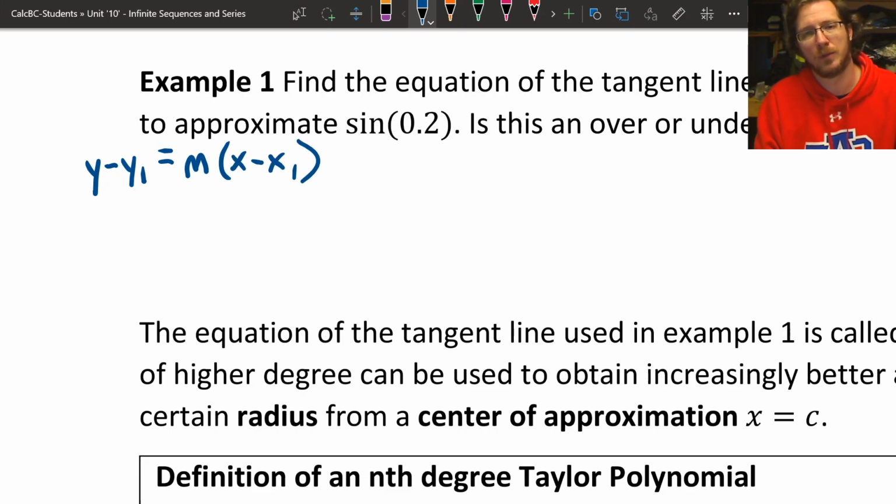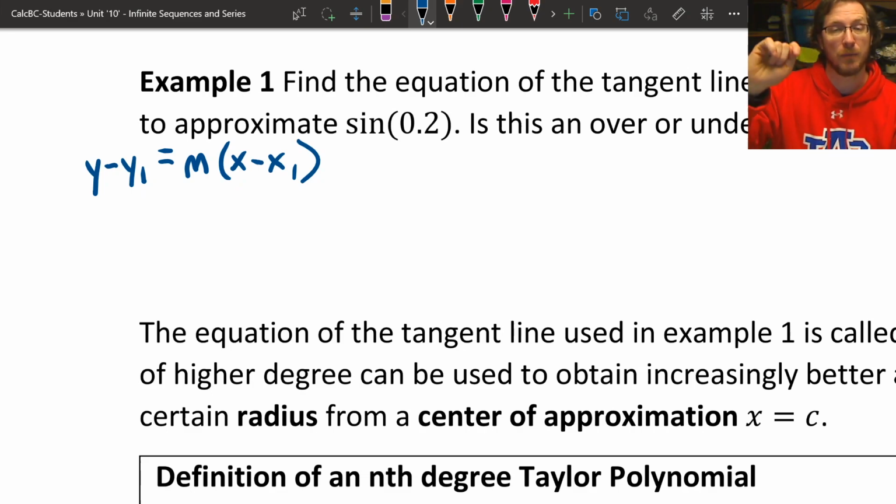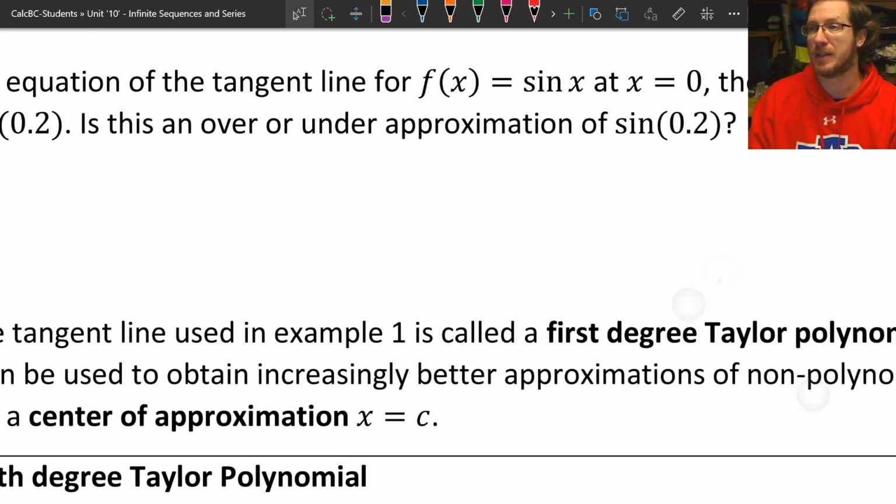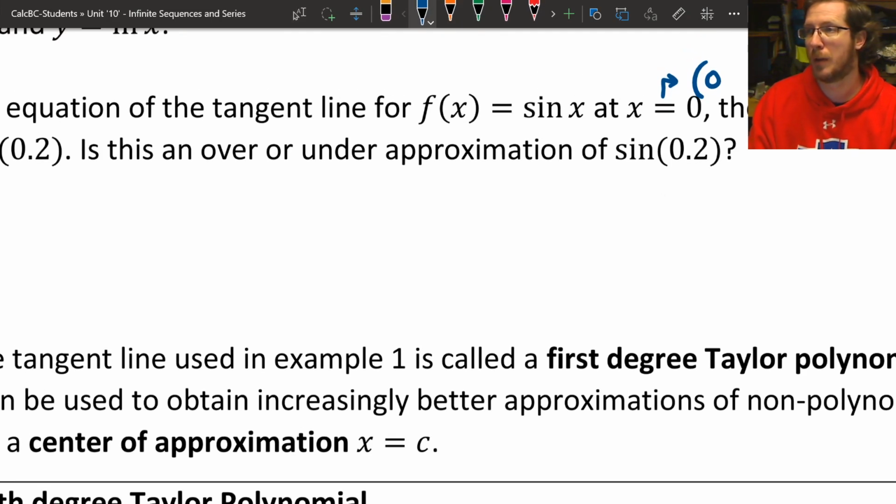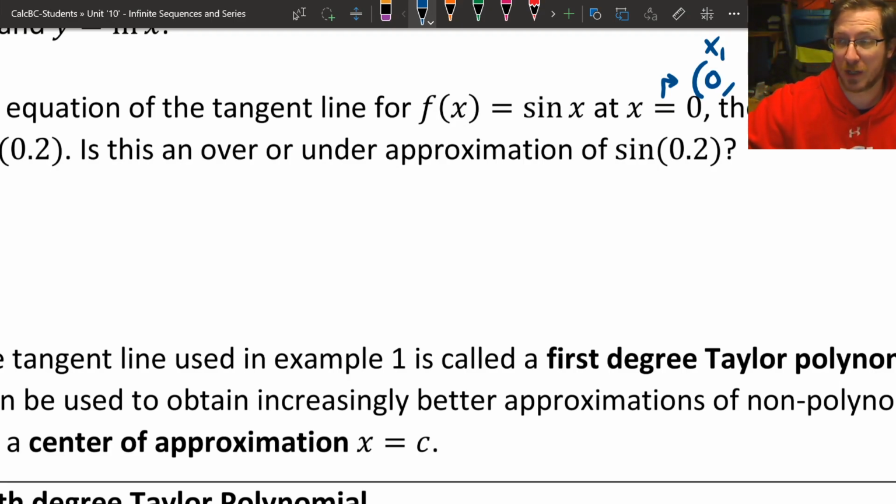All right, so going back to point slope form, equations of tangent lines from when we first learned derivatives, way back in AB. So we need a point and we need our slope. So they give us that the x value is 0. So that is our x1. Plugging that into our sine function, we're going to get our y1. Sine of 0 is 0. So there's our y1.